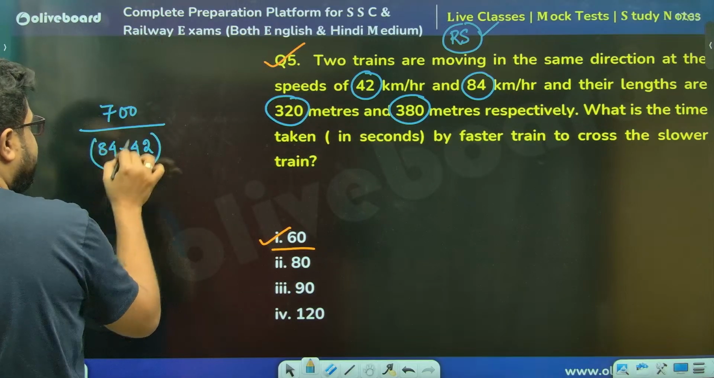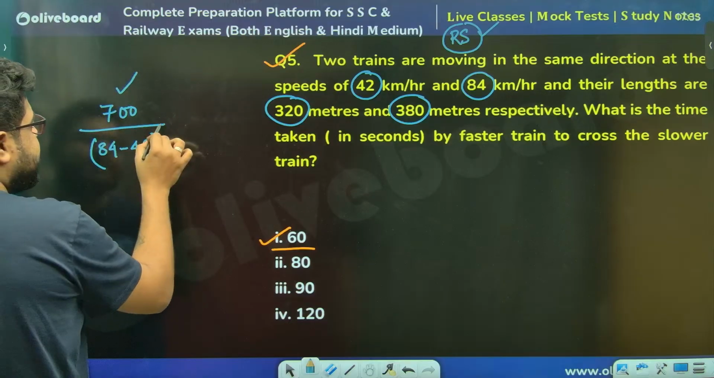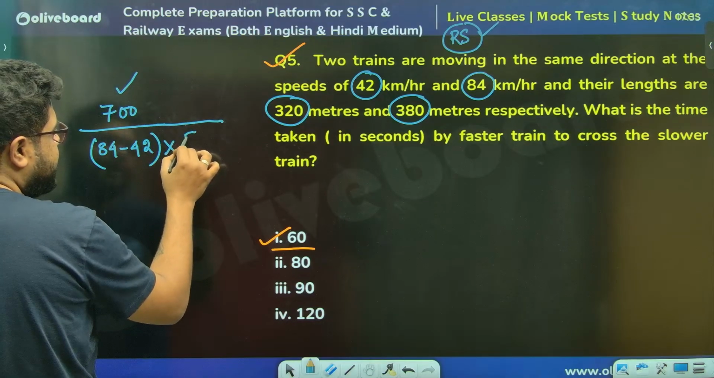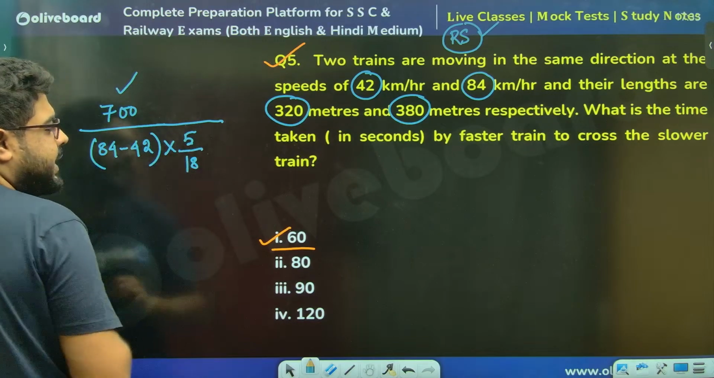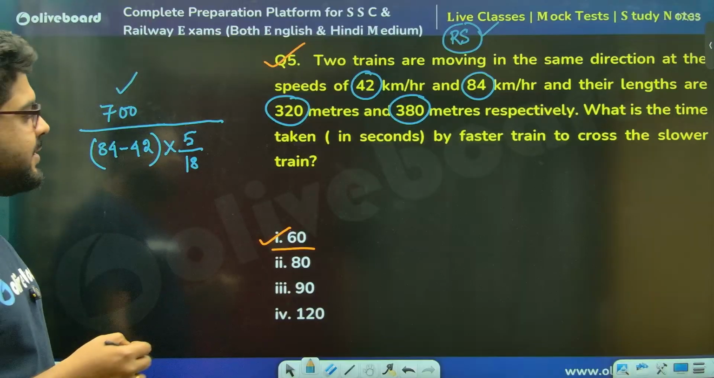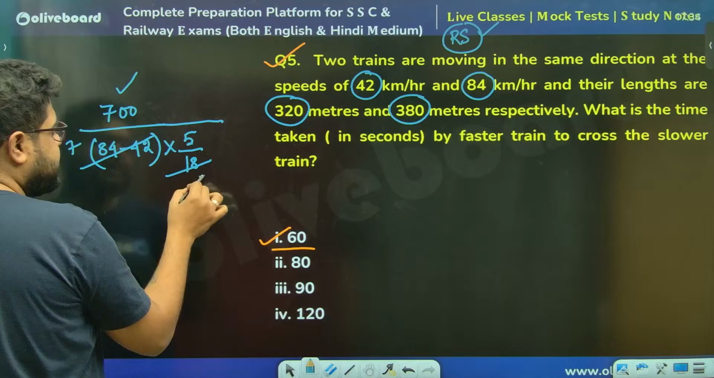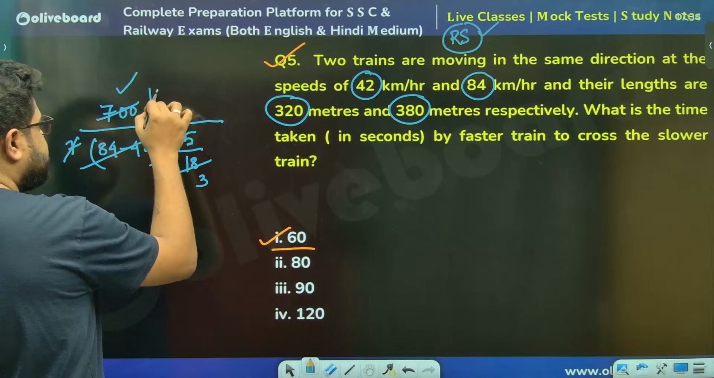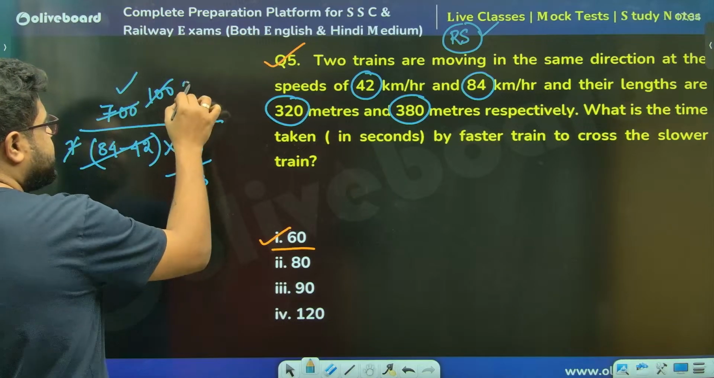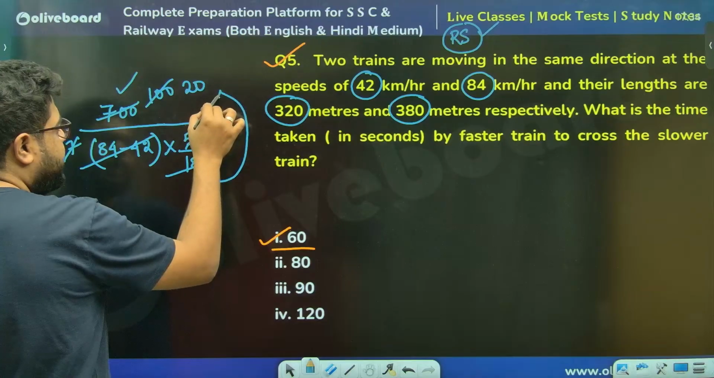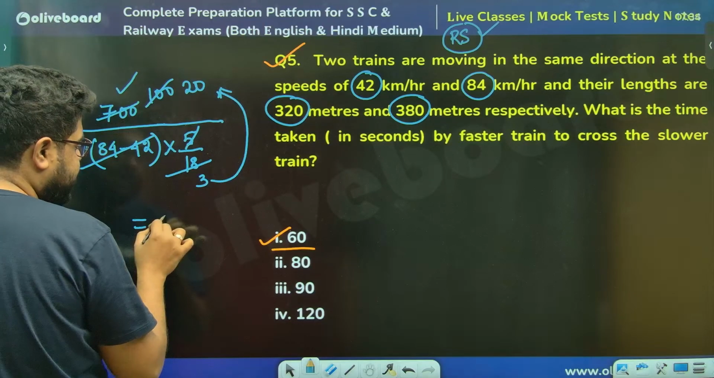Now again the problem: this is in meters, this is in kilometers per hour. We cannot keep it. So convert this into meters per second by multiplying by 5 by 18. So this is 42. 42 means 6 sevens are this, 6 threes are this. The 7 cancels, 5 into 20 cancels, so this 3 will go up. So my answer is going to be 60 seconds, sir.